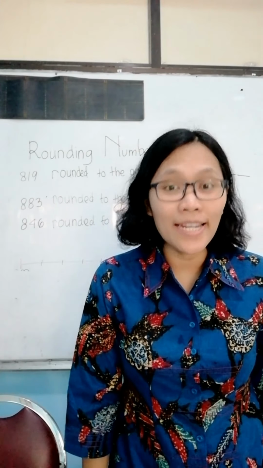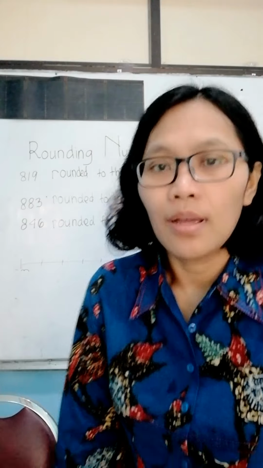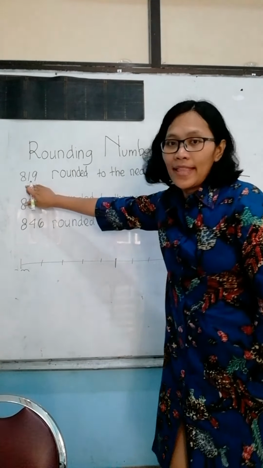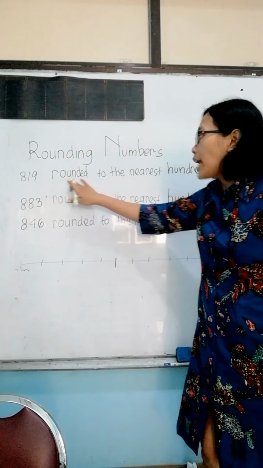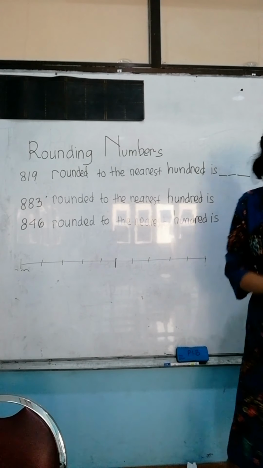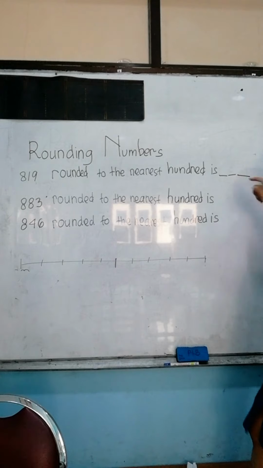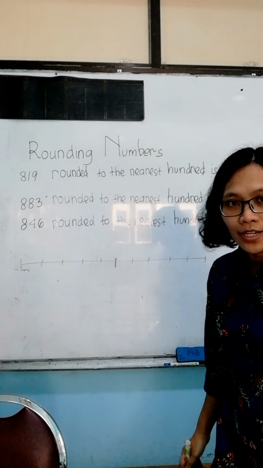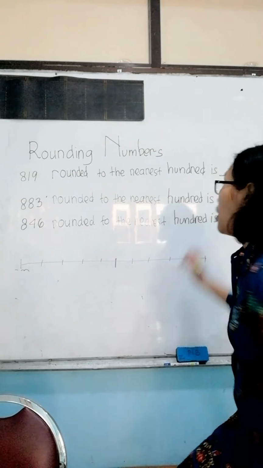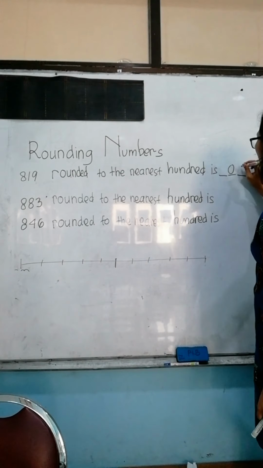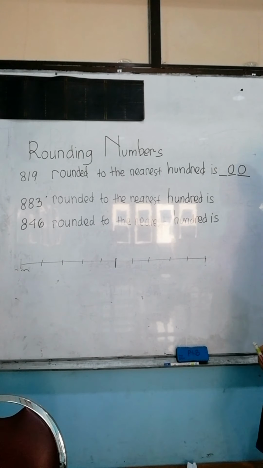Rounding numbers to the nearest 100. I have 819. Rounded to the nearest 100 is, okay, I have a 3-digit number: 1, 2, 3. When you round it to the nearest 100, the 1s and the 10s are always 0.